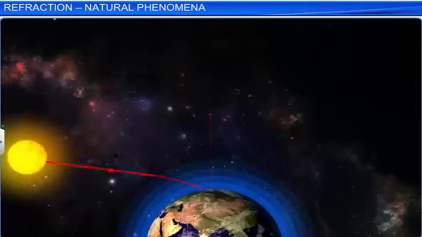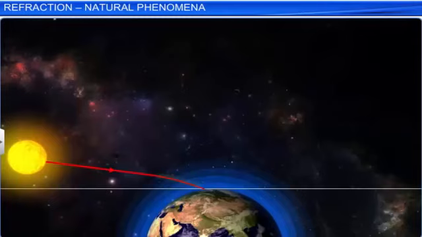Knowledge of atmospheric refraction is useful in understanding some natural phenomena. The apparent position of any heavenly body is a little above its actual position with respect to an observer on Earth.